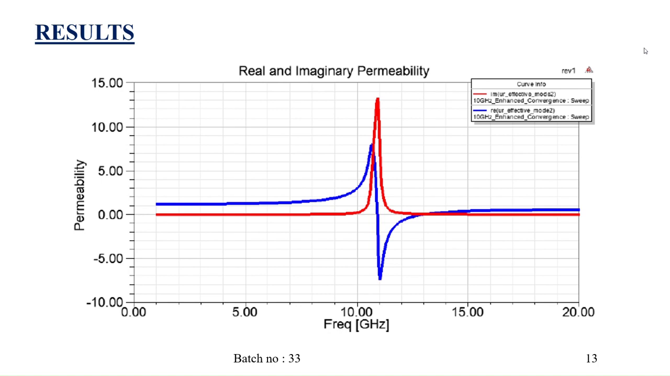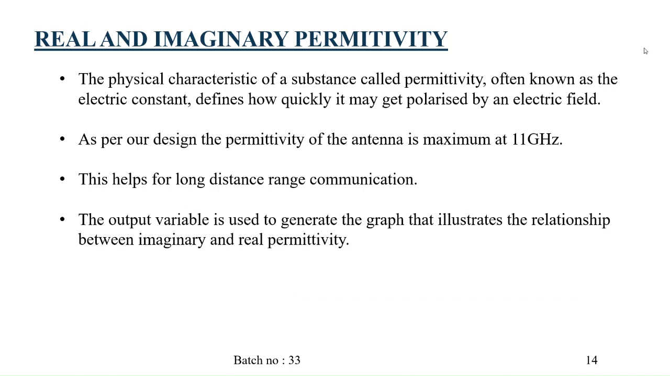Real and imaginary permittivity is dipped at 11 GHz and permittivity also increased. Real and imaginary permittivity: the real characteristic of a substrate called permittivity, often known as the electric constant, defines how quickly it may get polarized by the electric field. As per our design, the permittivity of the antenna is maximum at 11 GHz. This helps for long distance range communication. The output variable is used to generate a graph that illustrates the relationship between imaginary and real permittivity.